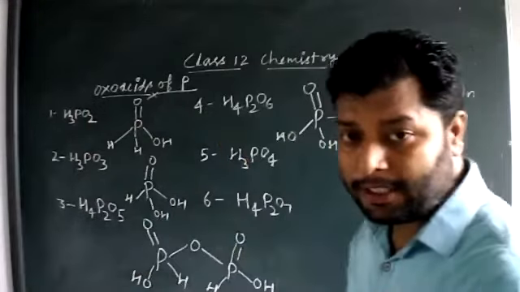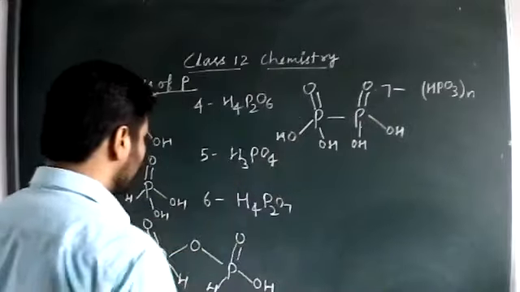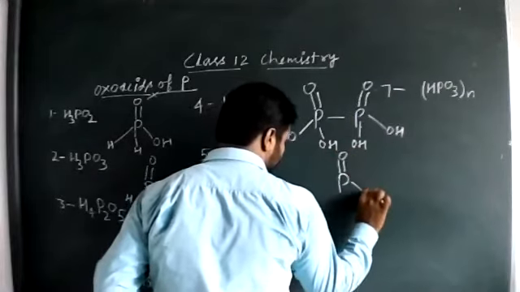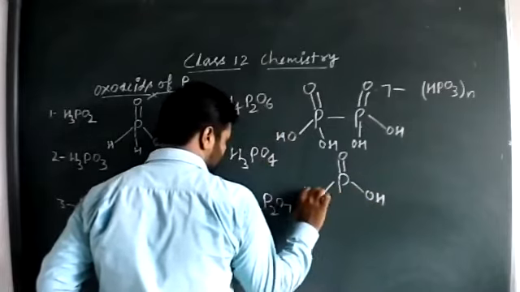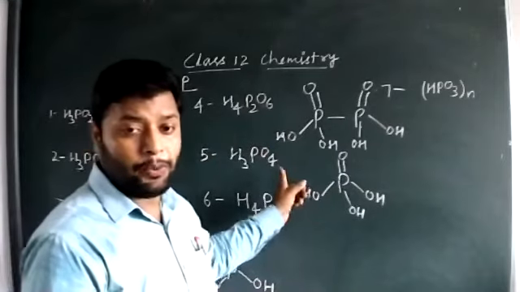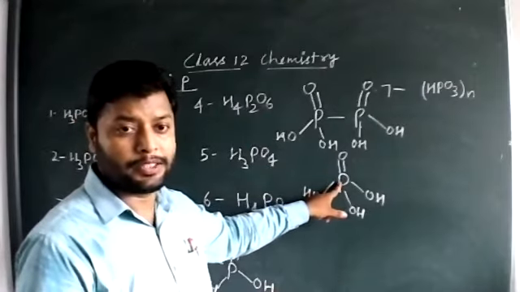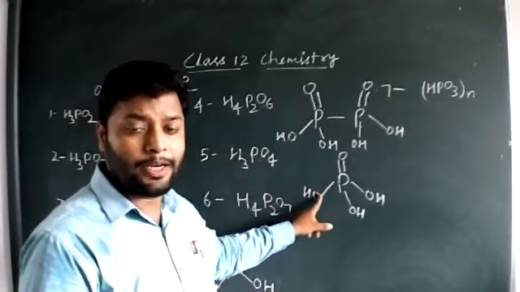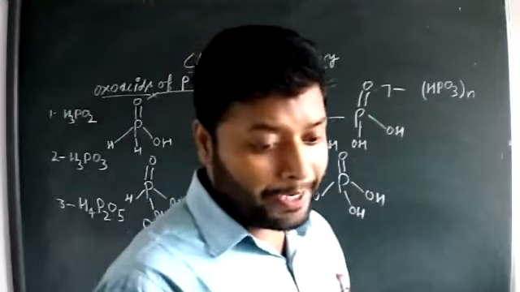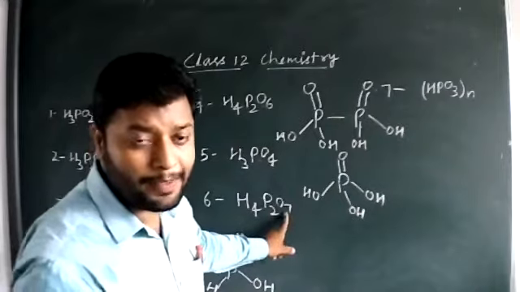Let's move towards the next structure, H3PO4, phosphoric acid, a very common structure. You can see in phosphoric acid there is no hydrogen bonded with phosphorus. All the hydrogens are bonded with oxygen. The same pattern will follow for H4P2O7. The name is pyrophosphoric acid. Again, there will be a POP bond because of odd oxygen.